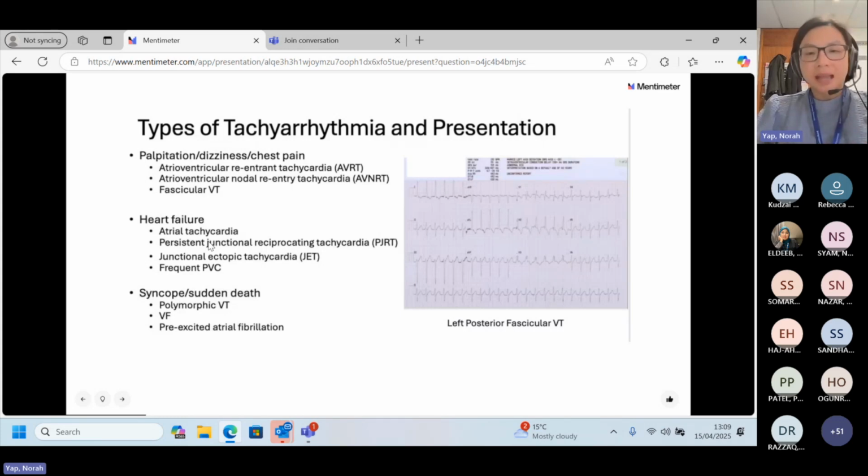So by the time they present, usually incidentally, for some other reason, you do an X-ray and you notice cardiomegaly on the chest X-ray. So they usually present with heart failure.